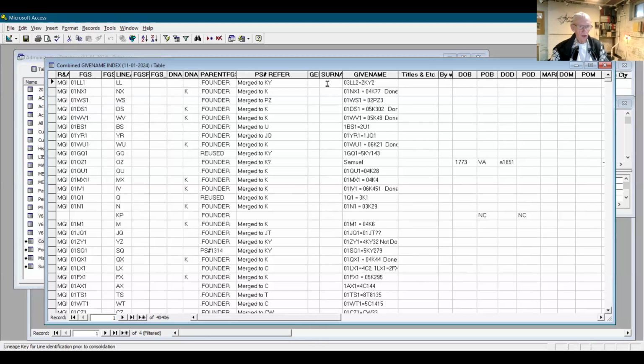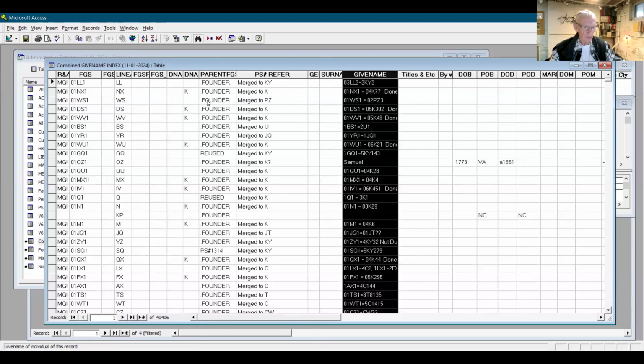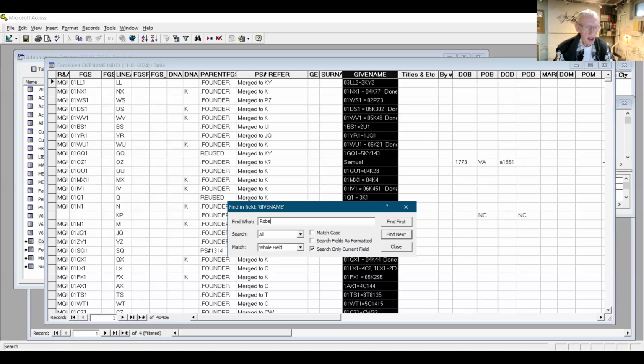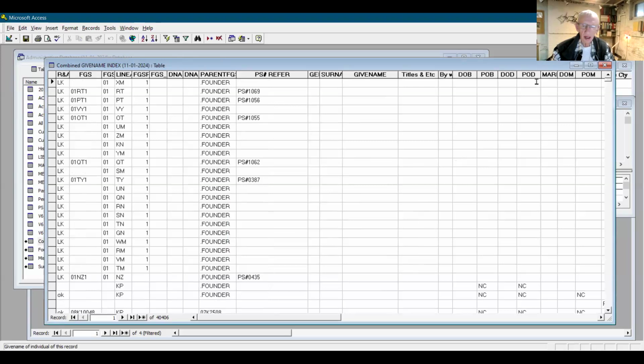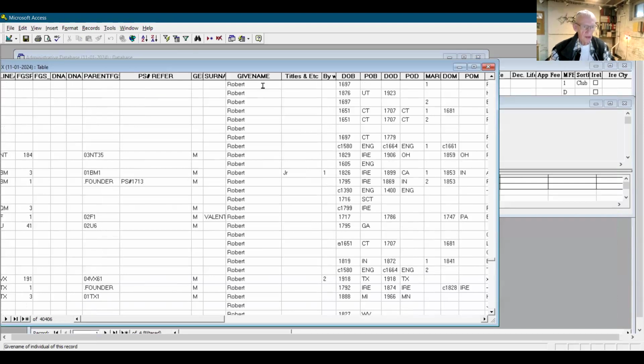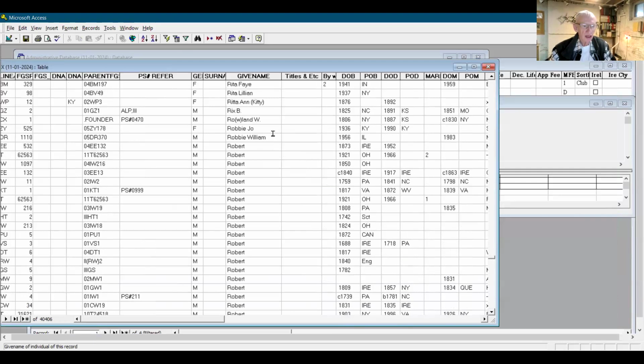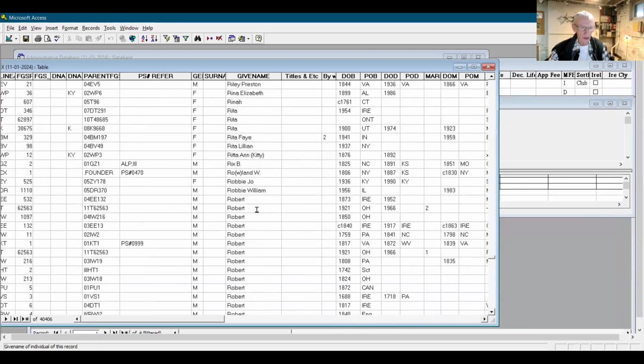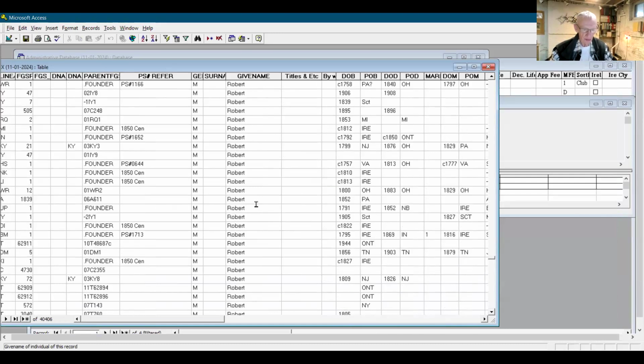Okay. In a case like this, where I usually start is with the spouse's name. Why do I do that? Because I have a lot of Roberts. If I were to look for Robert, I know what I can do. Let's do this. Look at all the Roberts I have. If somebody tells me I descend from a Robert somewhere in the 19th century, I would have a heck of a time trying to figure out who they are.